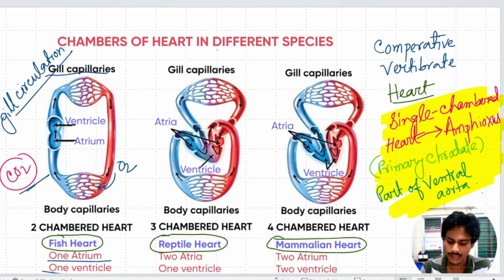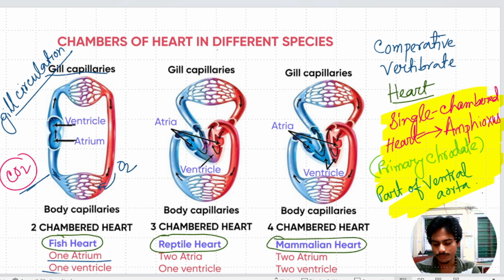This is also known as the gill circulation. And the blood then continues to the rest of the body, and before arriving back at the atrium it is called the systemic circulation. So this is the systemic, and this is the gill oriented, so it is called the gill circulation.